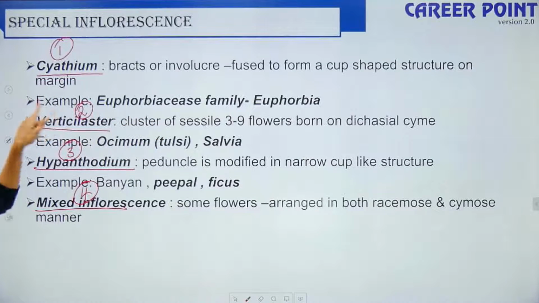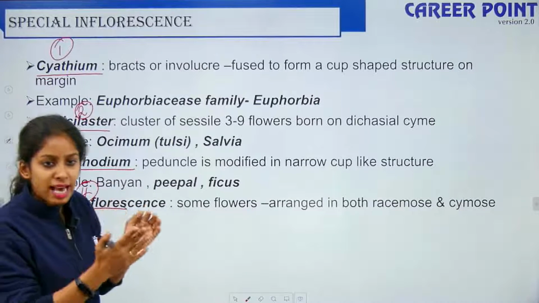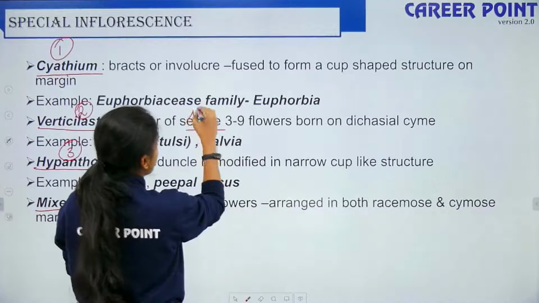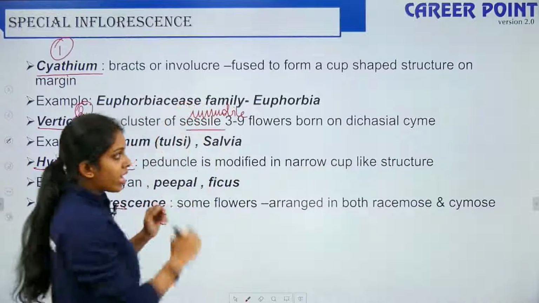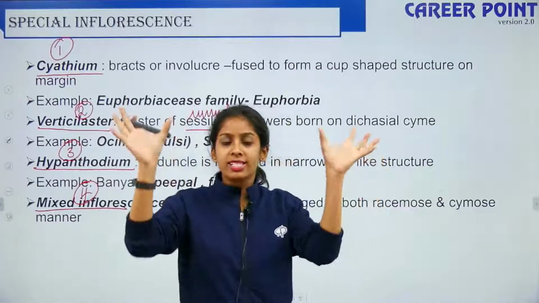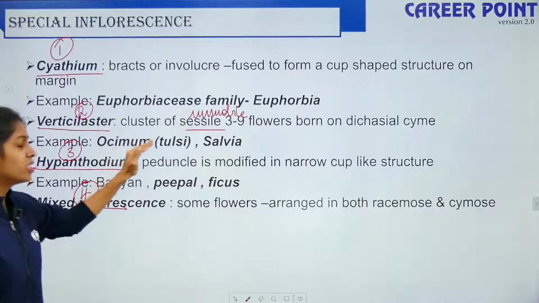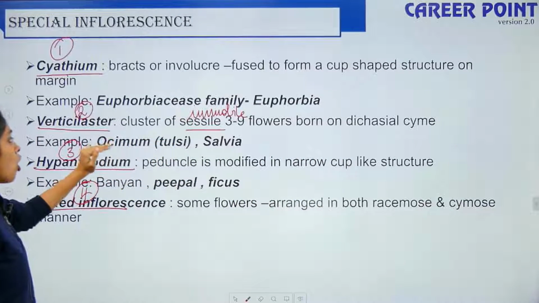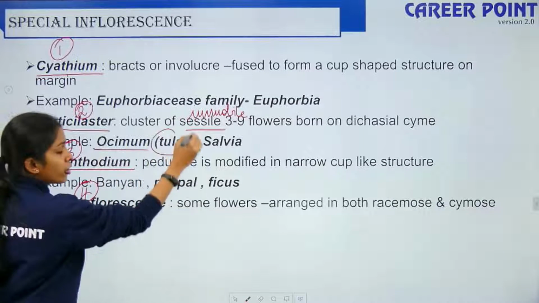Fine. So verticillata, meaning it is a cluster. It is a cluster of sessile flowers, meaning immobile flowers. So you have 3 to 9 flowers in a cluster. Okay, it is borne on a dichasial cyme. So 2 branches arise, each giving rise to a cluster of flowers. So an example is your tulsi plant. Okay, Ocimum is your tulsi plant. So Ocimum is the binomial name for your tulsi plant.